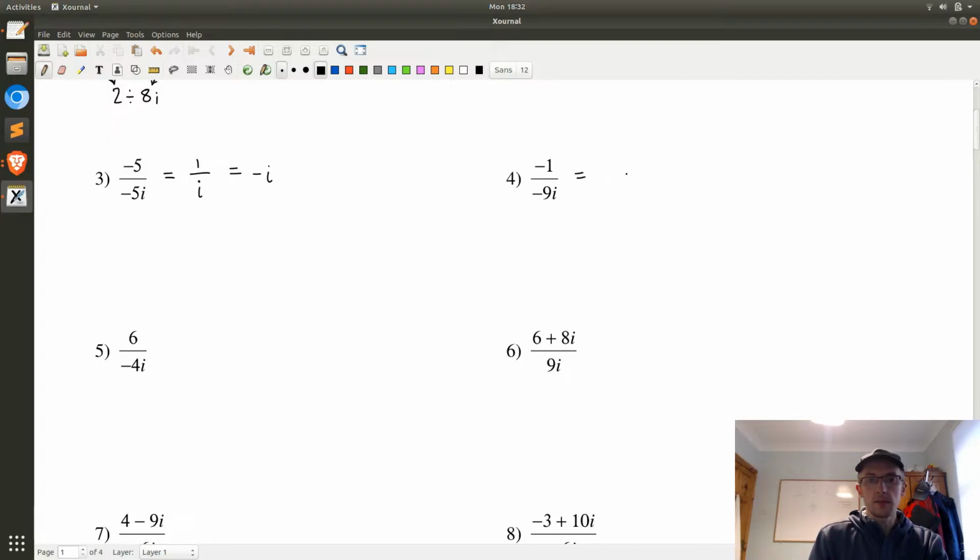Okay, here. That's 1 over 9i. So i over negative 9, i over negative 9, which is negative i over 9. 3 over negative 2i. So 3i over negative 2i squared. So 3i over 2.